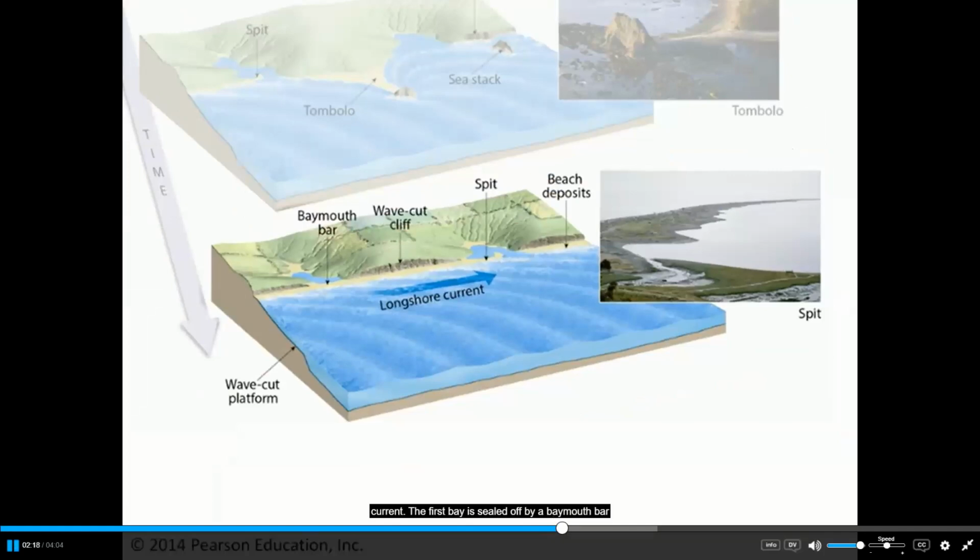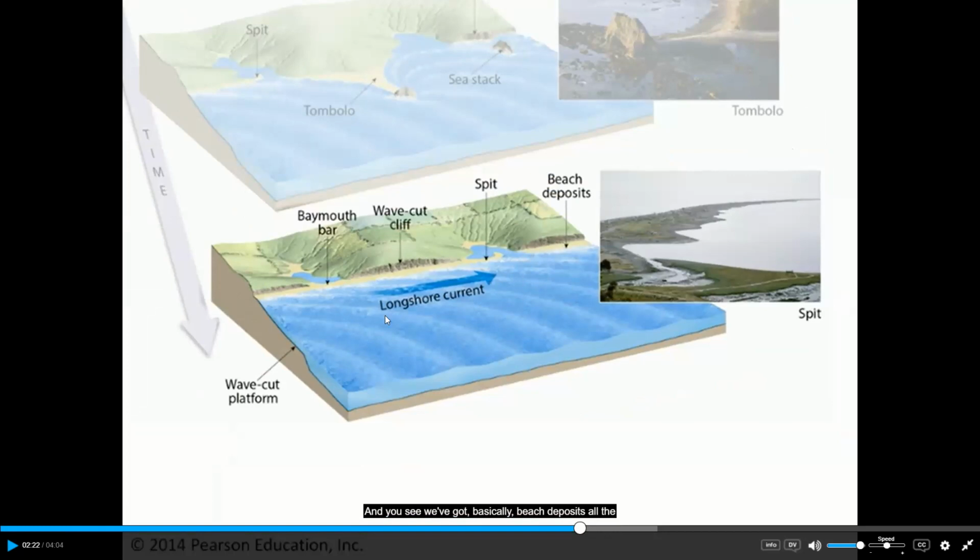The first bay is sealed off by a baymouth bar, and then a spit builds out across the second bay. So here, this first spit that we have now has become a baymouth bar. So we basically got a sandbar now that has sealed off this bay from the open ocean, and a spit has now formed in this other area.